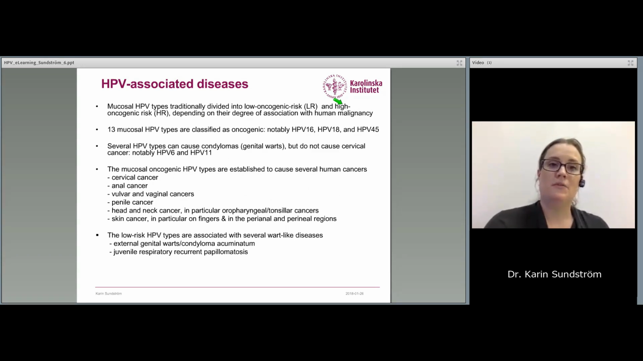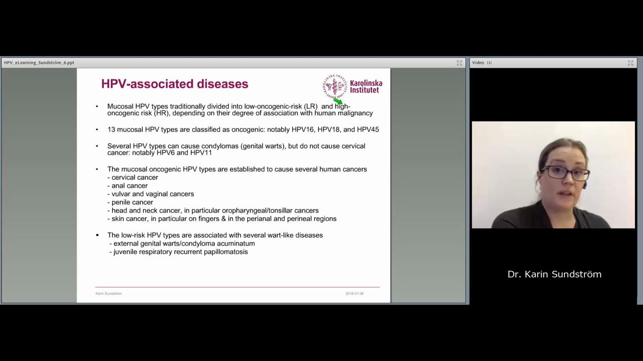So, of major focus here, of course, will be the range of HPV-associated diseases. Now, the mucosal HPV types are traditionally divided into low oncogenic risk, called low risk, and high oncogenic risk, or high risk virus, depending on their degree of association with human malignancy. Also, note that there are currently 13 mucosal HPV types classified as high risk or oncogenic, notably HPV type 16, HPV type 18, and HPV type 45. But there are 10 others, as we will see.